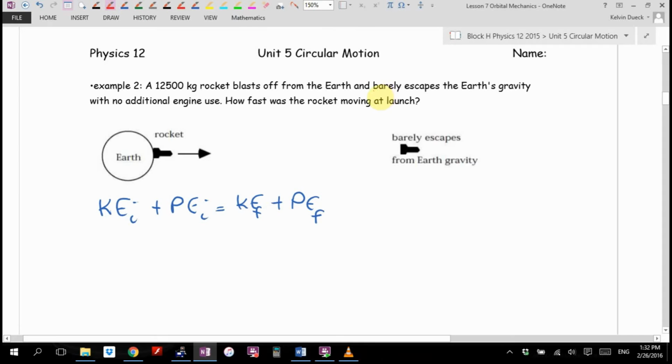Kiowa, underline barely escapes. What I mean by barely escapes is I want you to finish out at infinity going how fast? At rest. I want you to coast to a stop right when you get there. Is that okay? So if I want you to be at rest, what do I want your final speed to be? What do I want your final kinetic energy to be then?